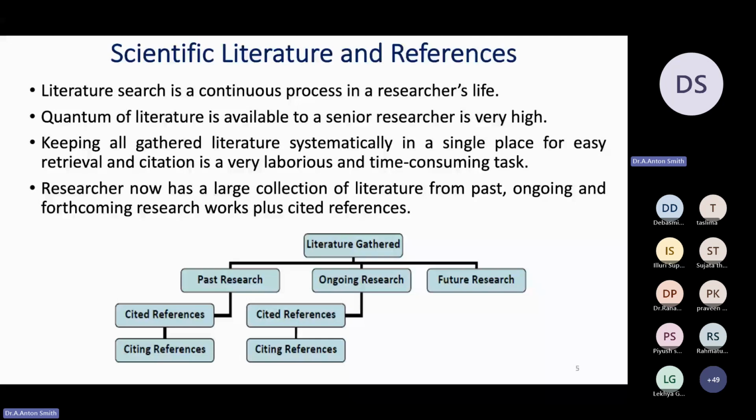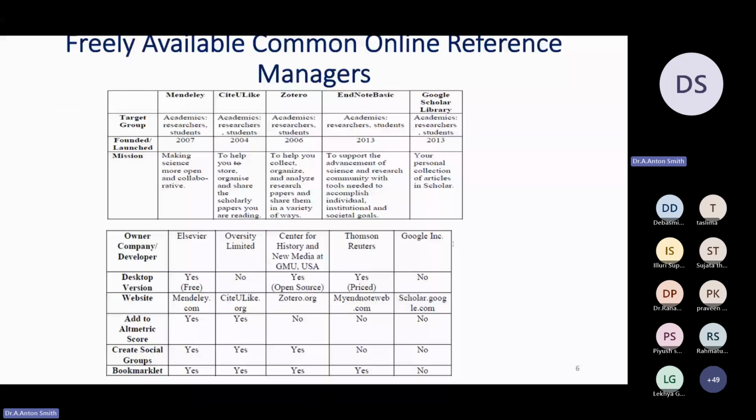As I said earlier, there are five reference managers, and these five managers have their target groups: all are academicians, researchers and students. Only these three categories of people have been focused on, and they were founded in different eras. CiteULike was founded in 2004, Zotero in 2006, Mendeley in 2007, and EndNote and Google Scholar in 2013. Each manager has its own mission.